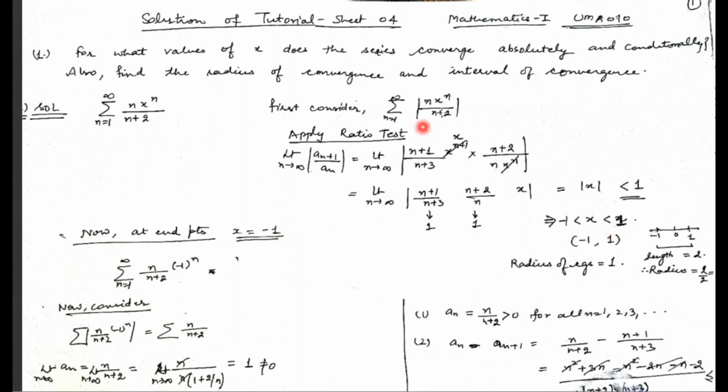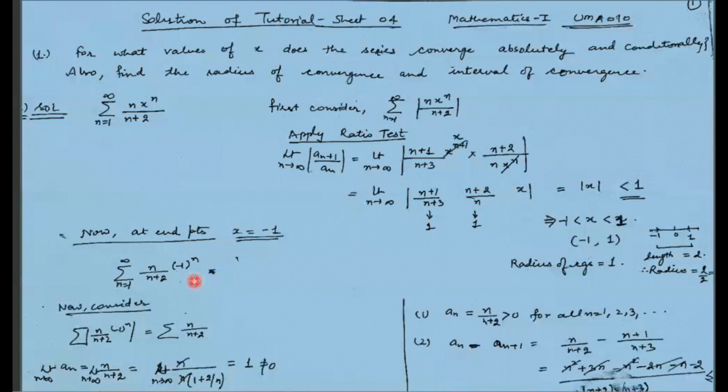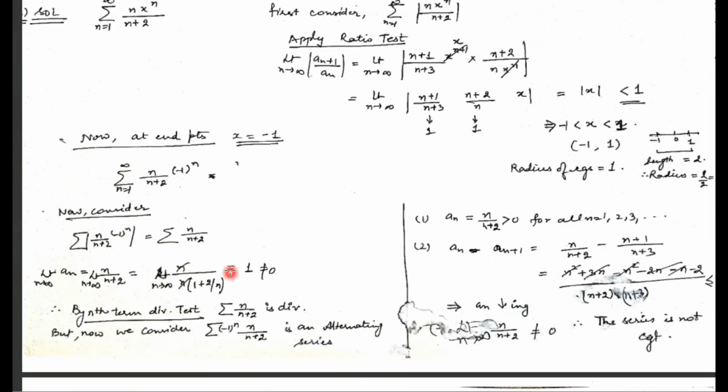So when we put x equal to minus 1, we need to check the behavior of this series. Since it is an alternating series, we can check its behavior first by taking the mod and then without mod. In each case, its nth term is not going to 0, it is going to 1, so this series is divergent. The alternating series test also requires the third condition, that the limit goes to 0 as n goes to infinity, but here it is not going to 0. So in each case this series is divergent. It is not absolutely convergent, nor conditionally convergent.